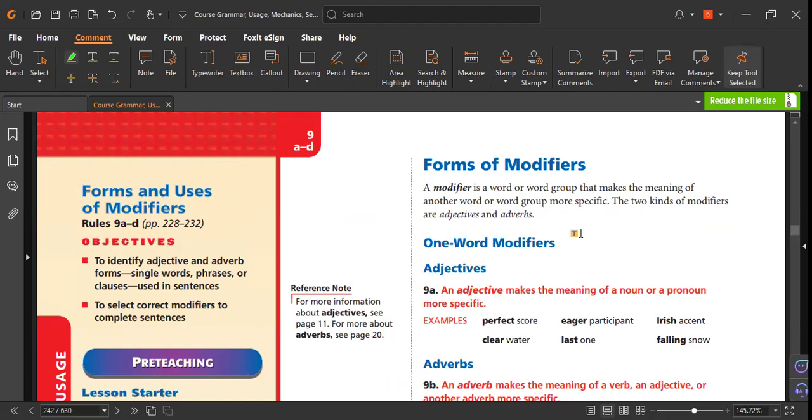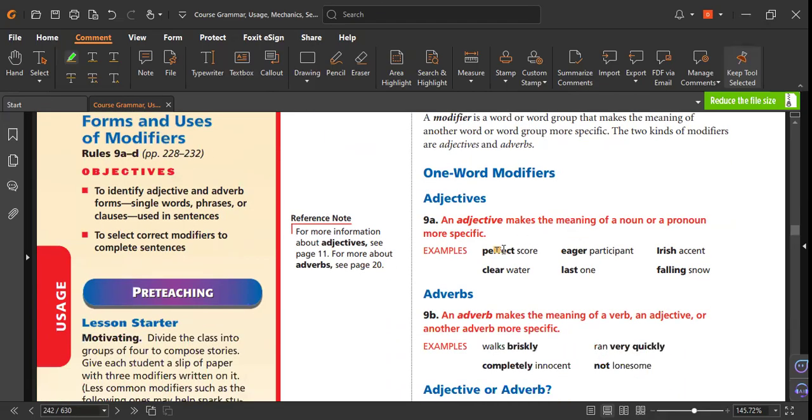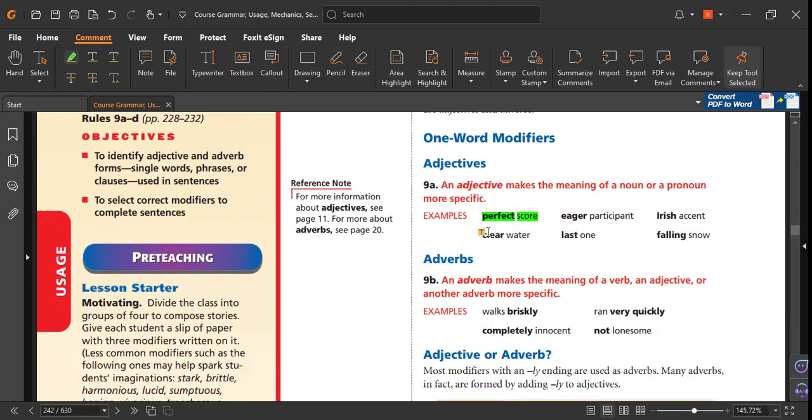What does it refer to? For example, the perfect. Perfect is an adjective. It modifies the noun score. And what does modifies mean? It gives you information to make it more specific. Yes or no? Yes. If I said clear water, clear is an adjective.